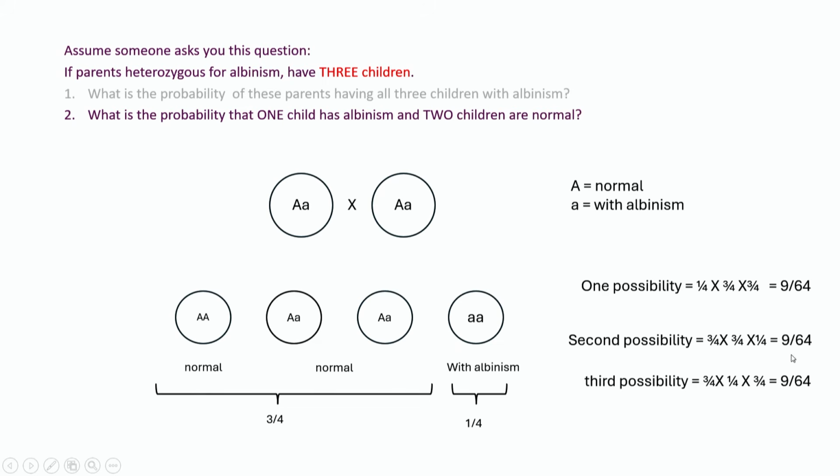So you have this possibility of having 1 child with albinism and 2 normal. There are 3 different ways to get it, mutually exclusive. So what we do is sum all these 3 possibilities, and then the final answer will be 27/64. So you can see in a real-time example how we can combine the product rule and addition rule to solve these kinds of questions.